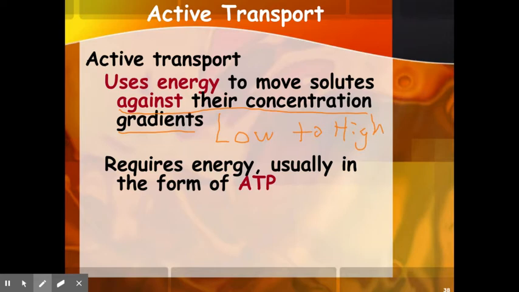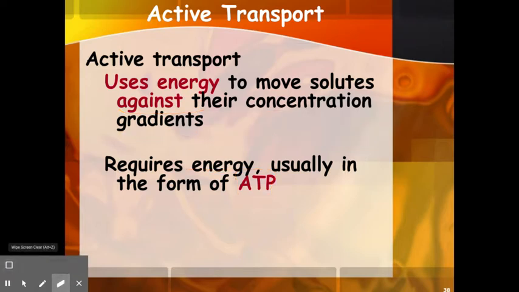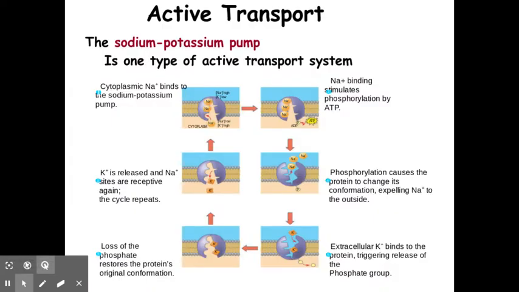In the previous examples, we were talking about diffusion. That was always high to low. And that we would say is down their concentration gradient, not against. So if we're going against, it's low to high. And that requires energy. And what do we use for energy? In this case, we use ATP. Okay. So very important. Active transport requires energy. And we get that energy in the form of ATP. And this is what you're seeing here. An example of that is a sodium-potassium pump, which we'll talk a little bit about when we get into the nervous system.